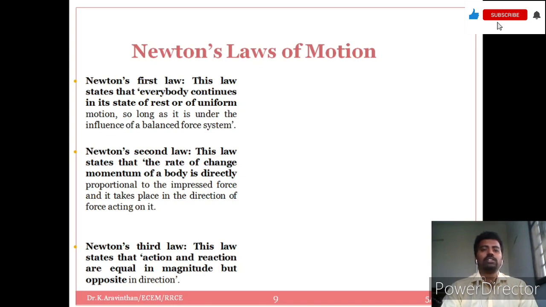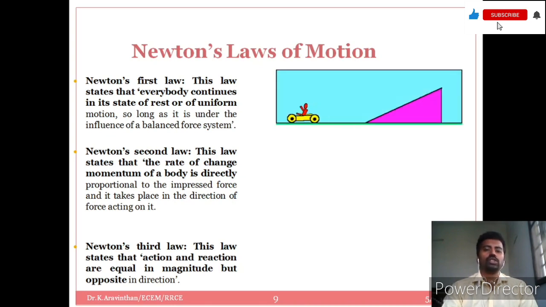And next, the concept of Newton's law of motion. Here we will discuss Newton's law of motion. The first law says that all objects will remain in a particular state of rest or uniform motion unless a certain force stops the object.